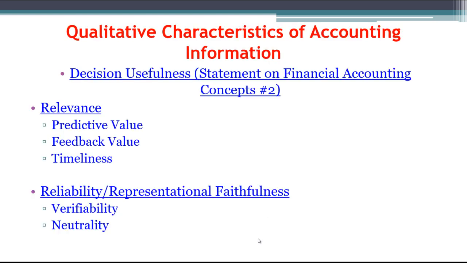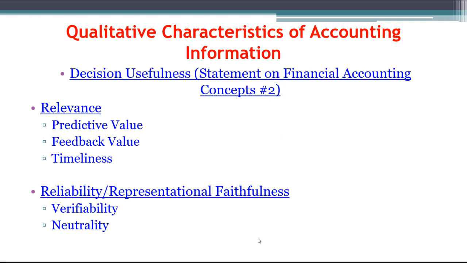So now let's go through each of those pieces in a little more detail and talk about them. Again, this comes from the SFAC number 2, and the first one was relevance. So predictive value is basically the ability to take information about the past and predict what we think might happen in the future because of that. What costs do we think they'll have? What revenues do we think they'll have? All of that. It's predictive value.